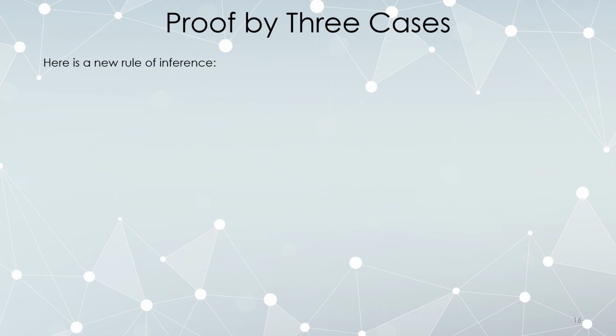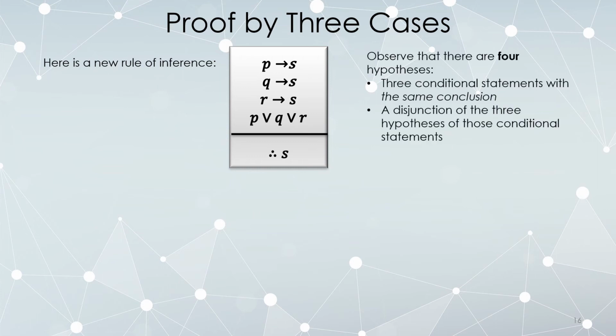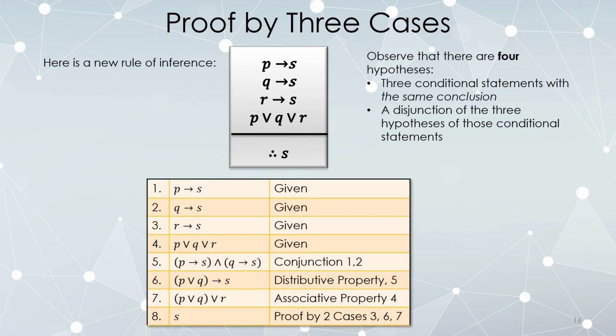Having discussed how to do proof by cases, there's a new rule of inference we can introduce, which is very similar. Suppose P implies S, Q implies S, and R implies S, but also you have one of the three, P, Q, and R. Since any one of them would imply S, and you do have one of them, you conclude S. There are now 4 different hypotheses, 3 conditional statements that have the exact same conclusion, plus a disjunction of the 3 hypotheses. It's proved pretty straightforwardly.